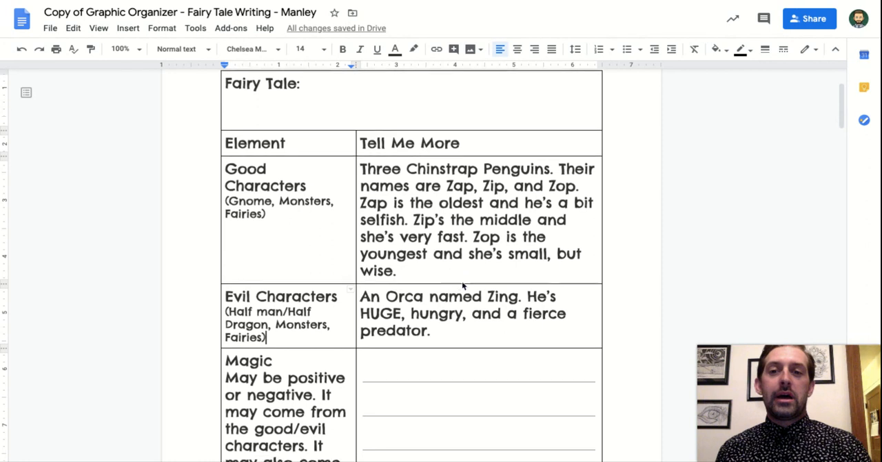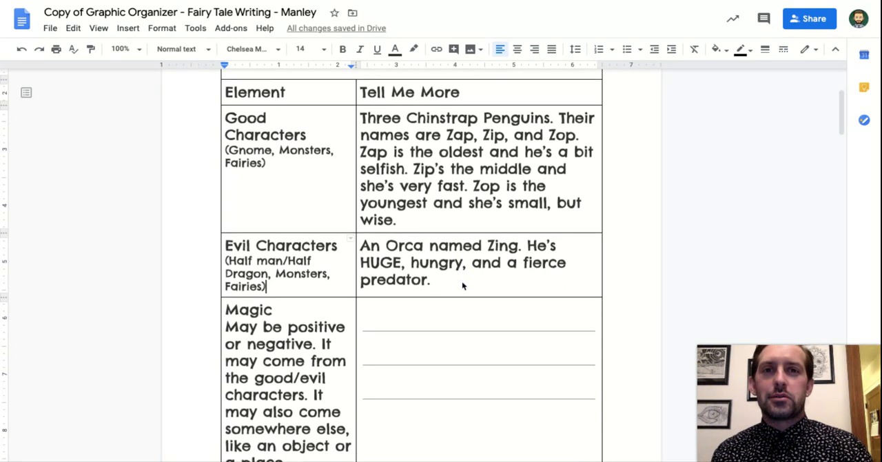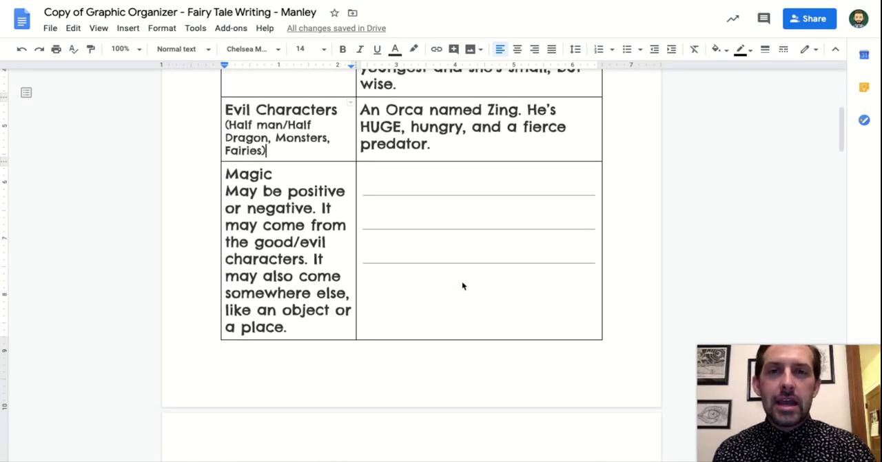So feel free to go back in, look at your good characters and evil characters from yesterday, and start adding in some more information about those characters. Give them a name, talk about their personality or how they behave, and see if you can come up with some more ideas for your characters.